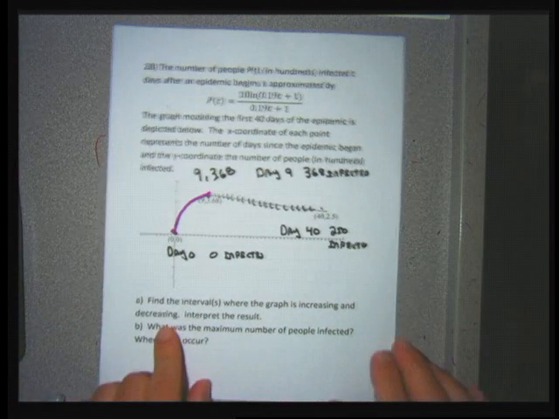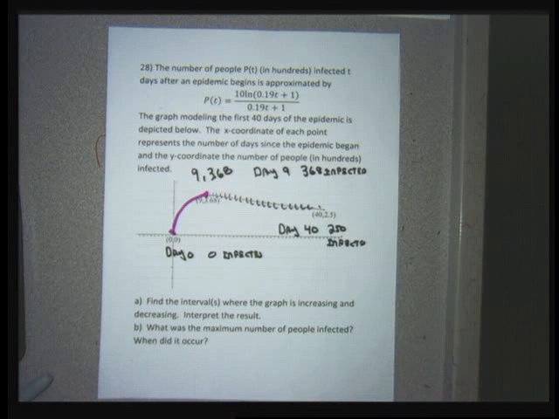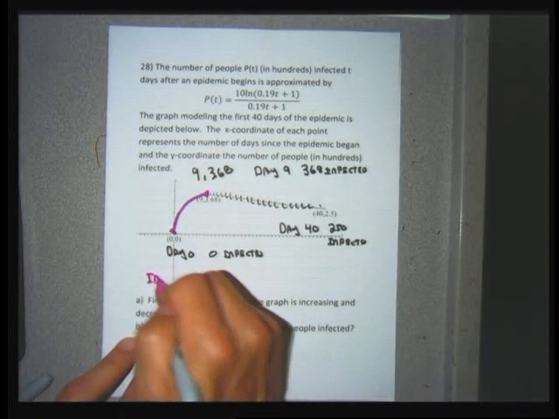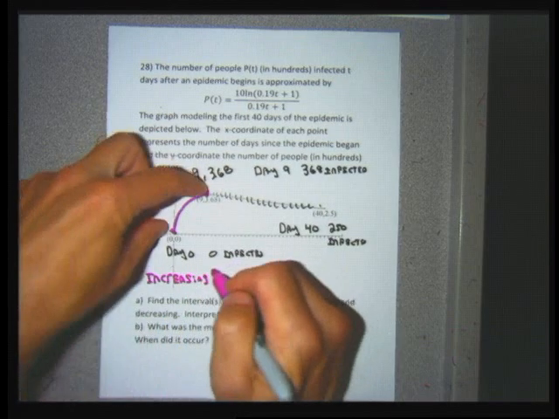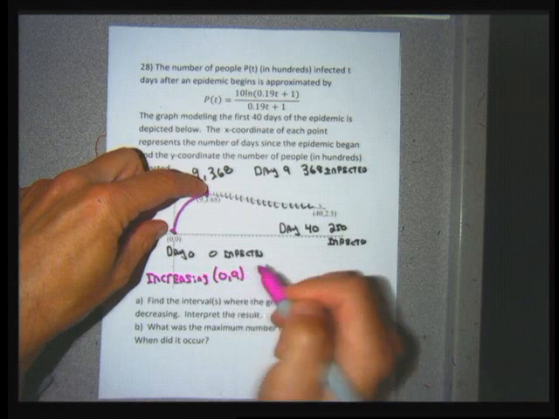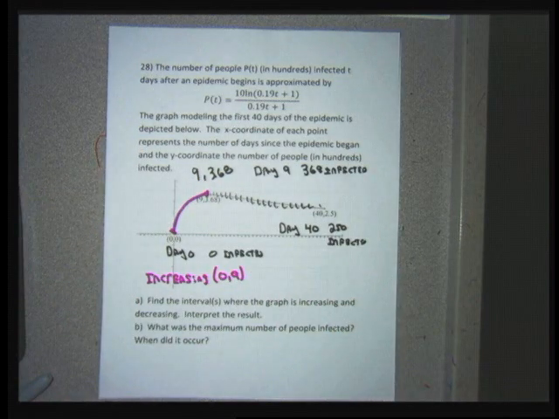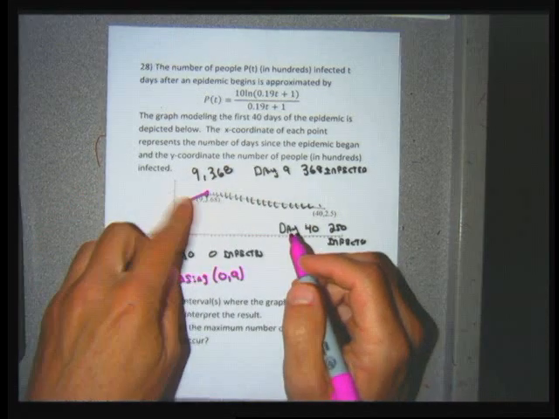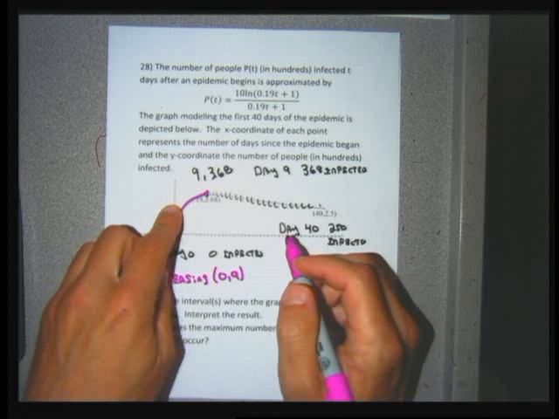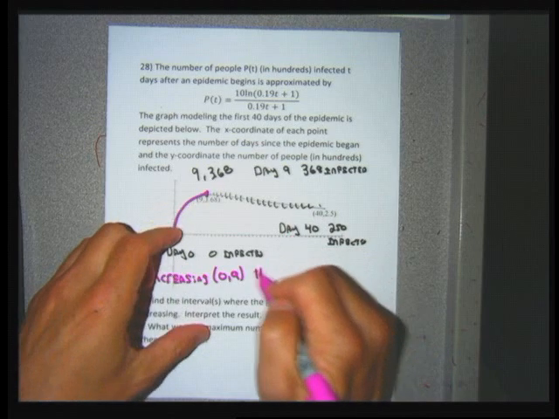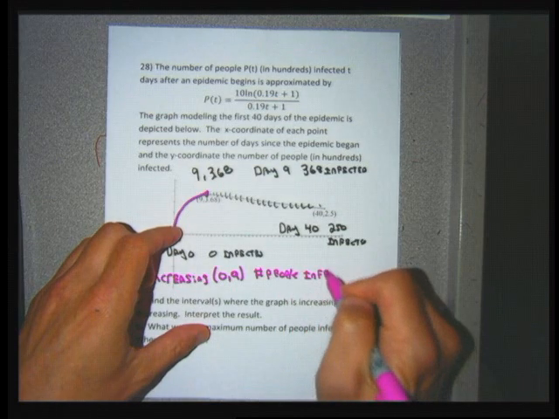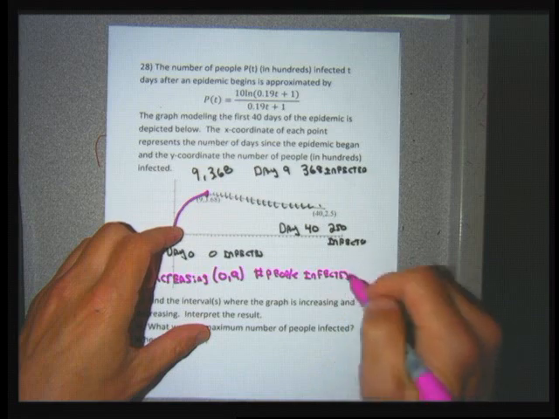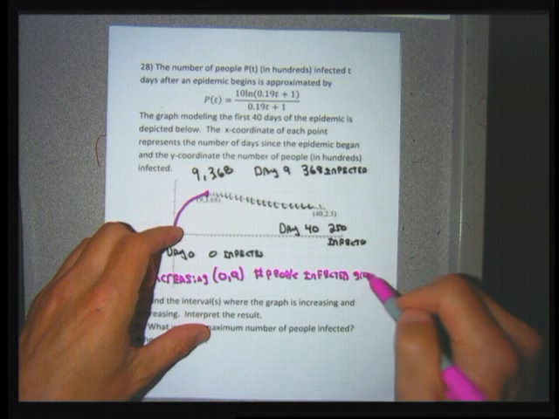So if I want to interpret the intervals where the graph is increasing and decreasing, the graph is increasing from 0 to 9. And this is when the number of people with the epidemic is increasing. There's more people that had the disease on the 8th day than there was on the 7th day. So the number of people infected is increasing, or it's growing. More and more people are still getting it.